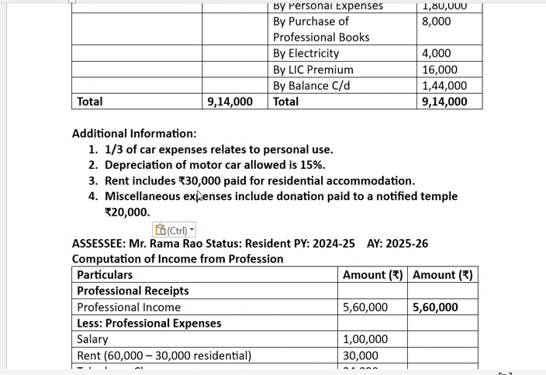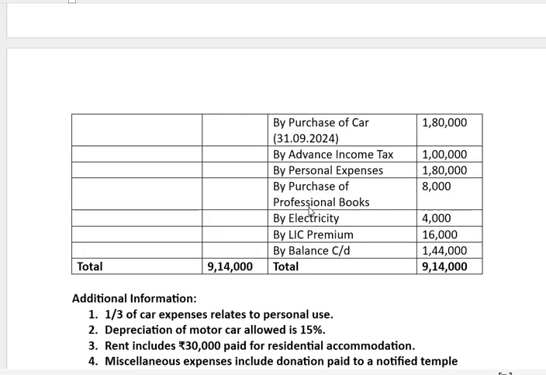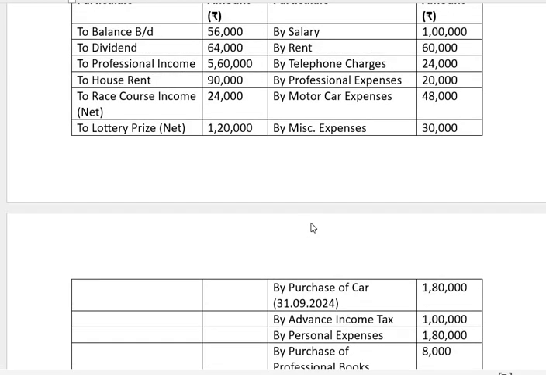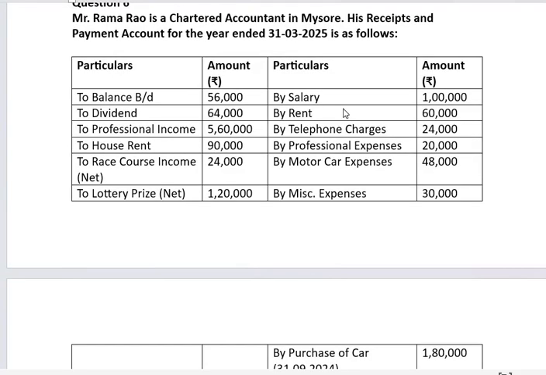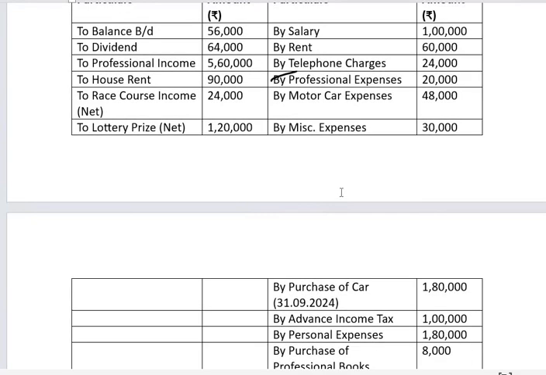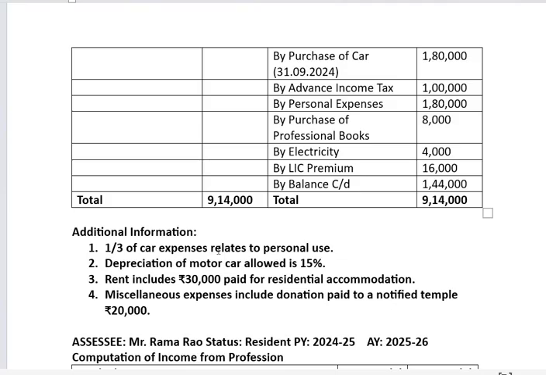So the first adjustment here is 1/3 of the car expense relating to personal use. They will be giving car expenses on the payment side. You have to check whether they have given car expenses. Here car expenses is there. Now we will put a tick here. So the car expenses, what they told, 1/3 relates to personal use means 2/3 relates to official purpose. We have to consider 2/3.